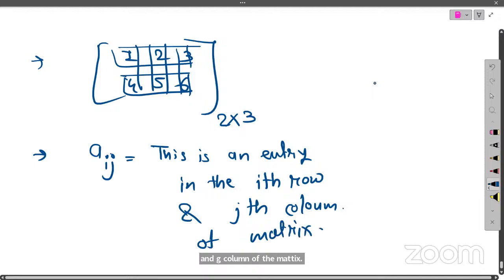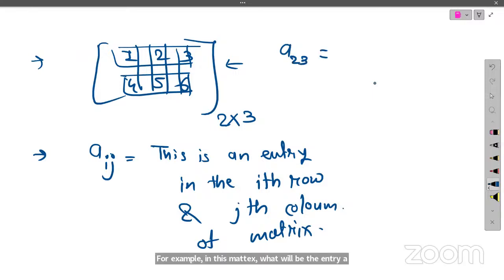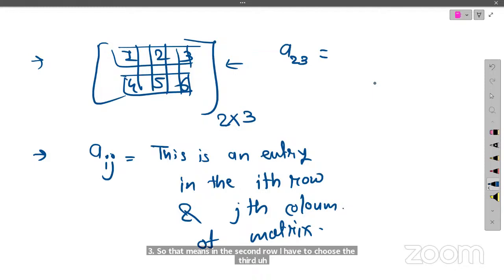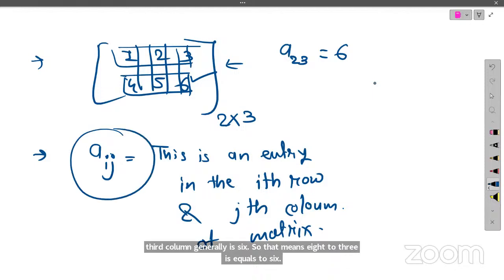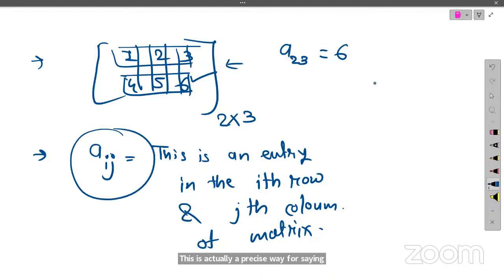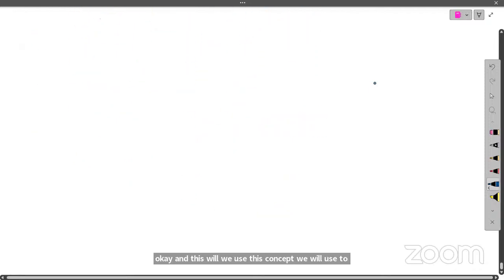For example, in this matrix, what will be the entry A2,3? That means in the second row, I have to choose the third column's entry. In the second row, the third column's entry is 6. So A23 is equal to 6. This is actually a precise way of saying what the entries in a matrix are. And this concept we will use to find the adjacency matrix related to a graph.